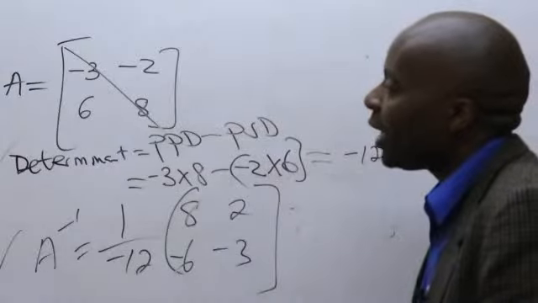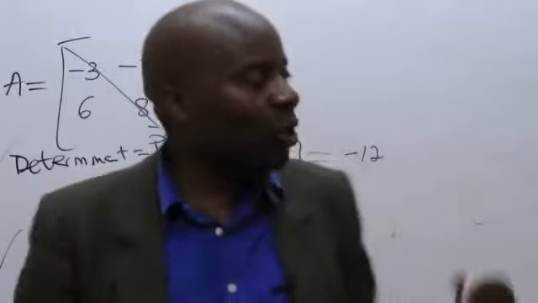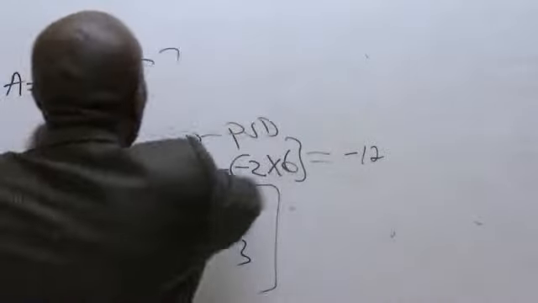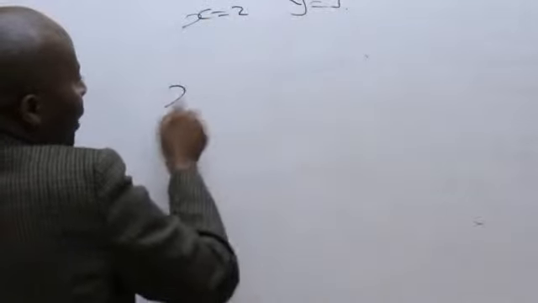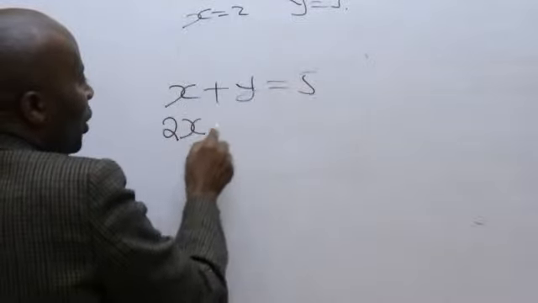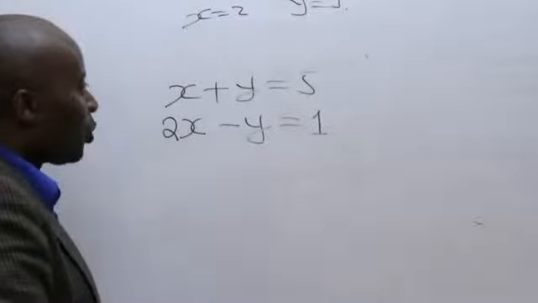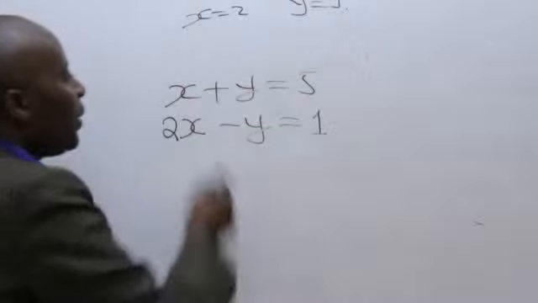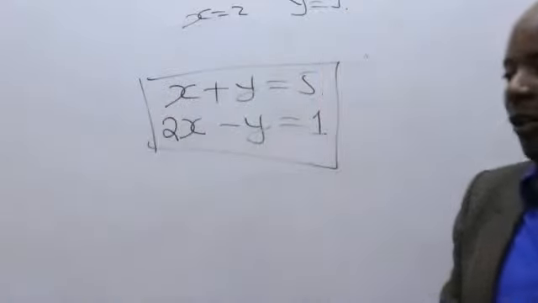So that we don't make reference again to this in the near future, let's come straight away to how we use this particular concept, ladies and gentlemen, to solve simultaneous equations. How do we make use of these to solve simultaneous equations? If you're given an equation like this, x plus y equals 5, and then 2x minus y equals 1. So you're given these 2 simultaneous equations, and then somebody tells you to solve for x and y.